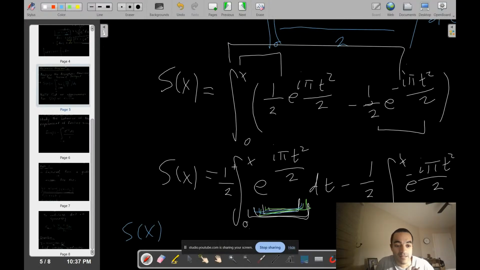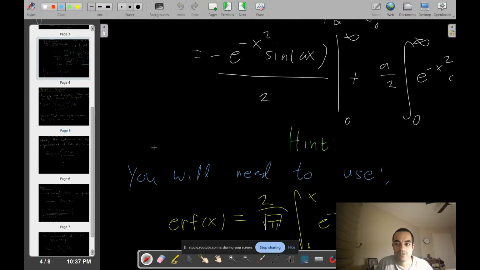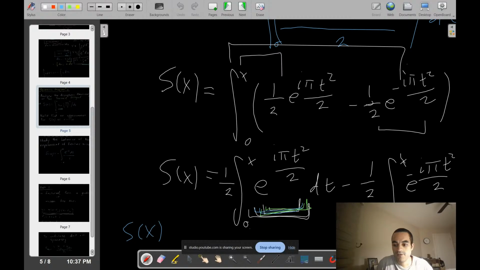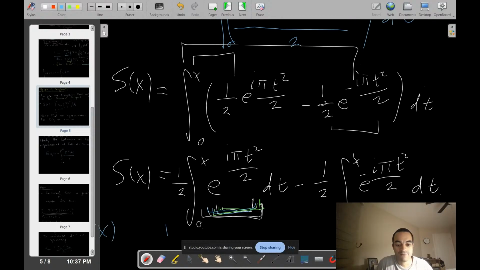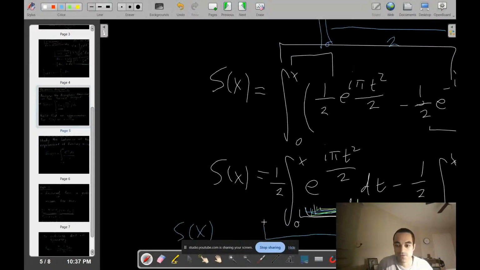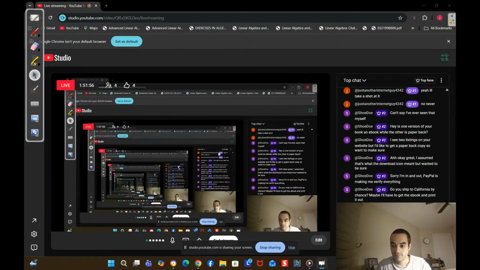So here's your homework question. I have to think about it myself. We already figured out the second part. We figured out what this was: some constant multiplied by the error function. Try to figure out the first part for homework. Once you get the first part and the second part, then you found capital S as a function of x. So try to figure out what this guy is.